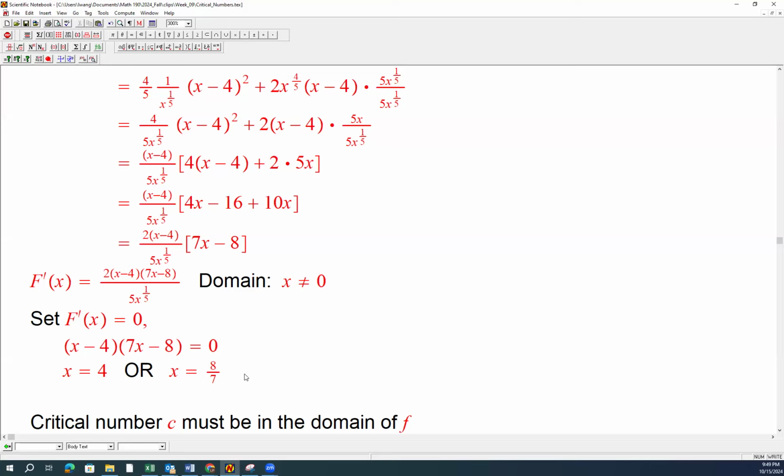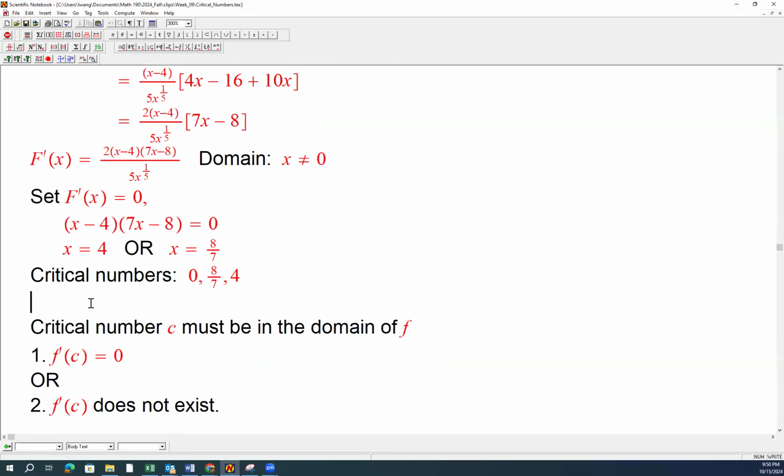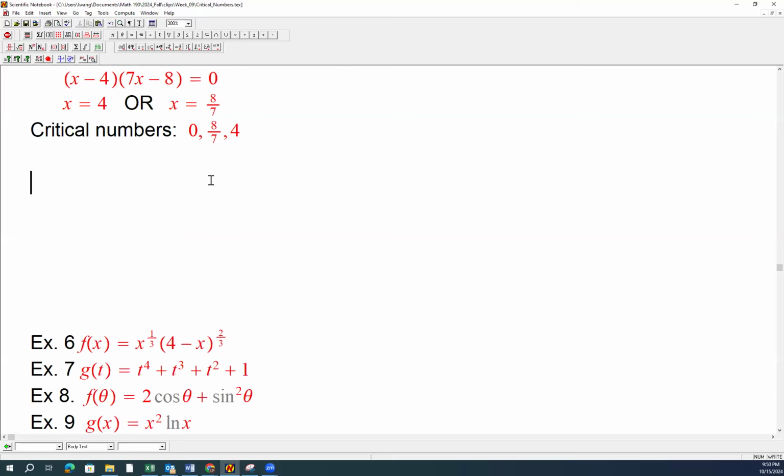So in the end, what are our critical numbers? We have 2 plus 1, 3. We got 0. We get 8/7. So I kind of arrange them in this orderly manner. We have 3 critical numbers because 0 is the number where the derivative is undefined. It's undefined. Does not exist. Okay.